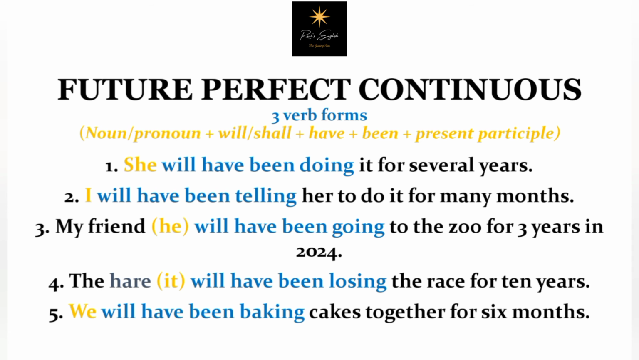And finally we have number 5. We will have been baking cakes together for 6 months. So suppose in July, suppose you start in January or February, so by July we will have been baking cakes together. Will have been baking cakes.